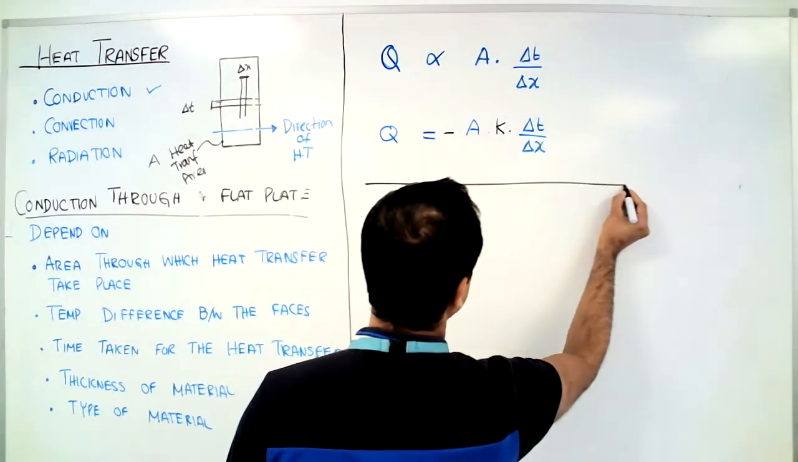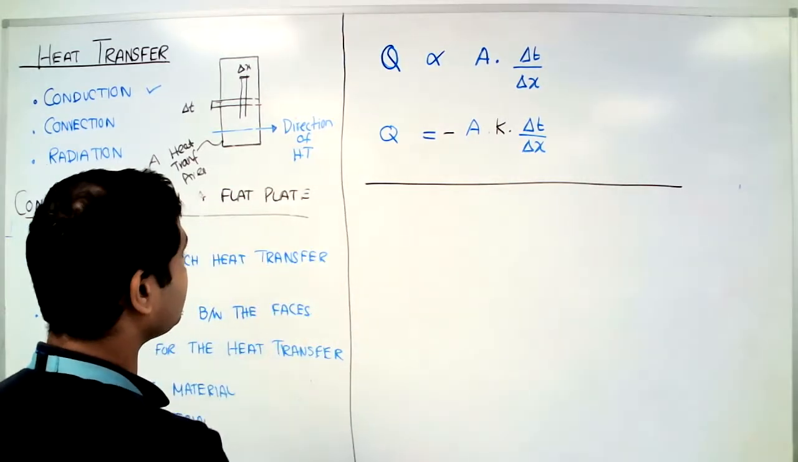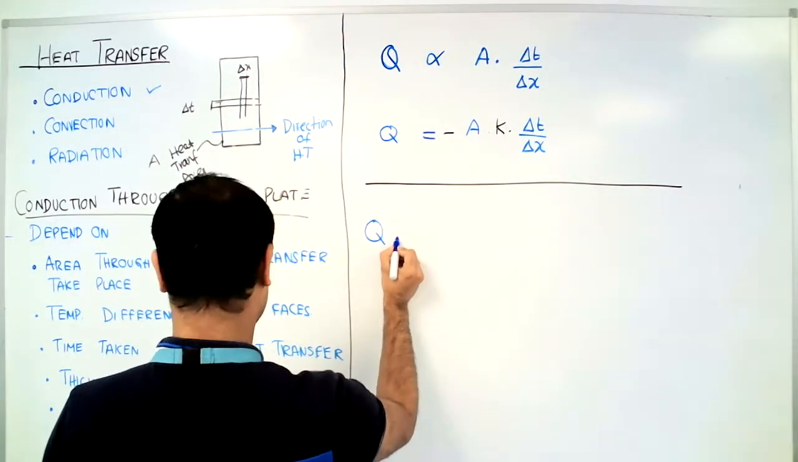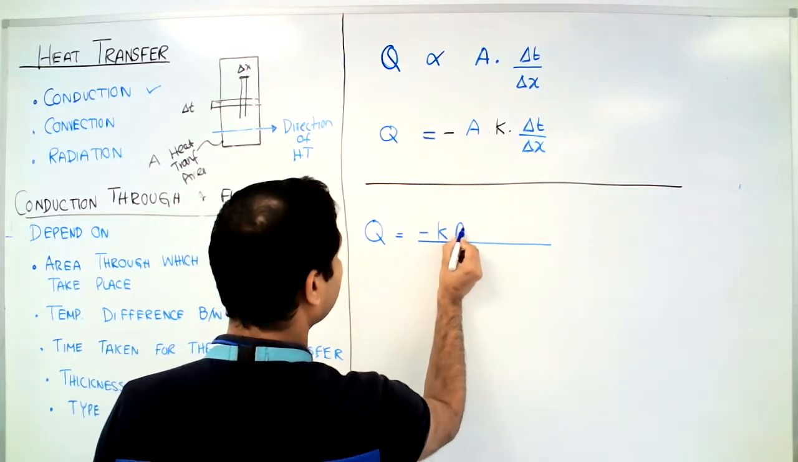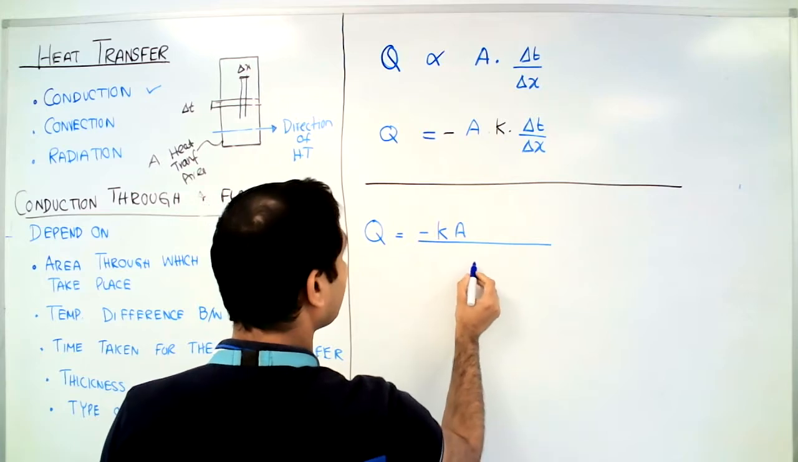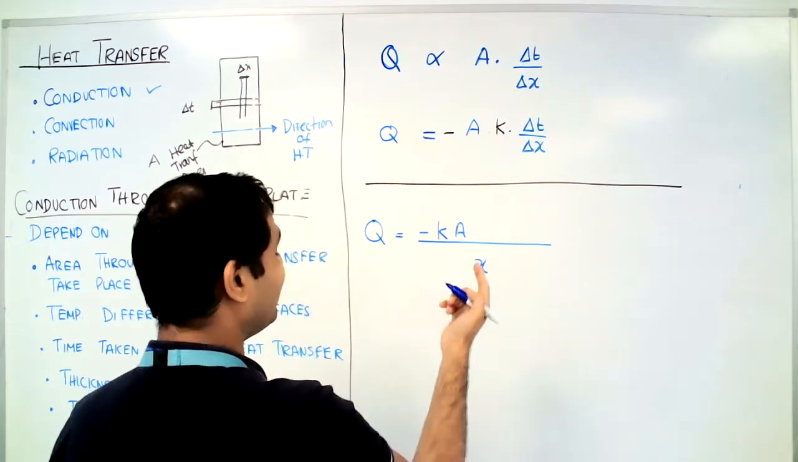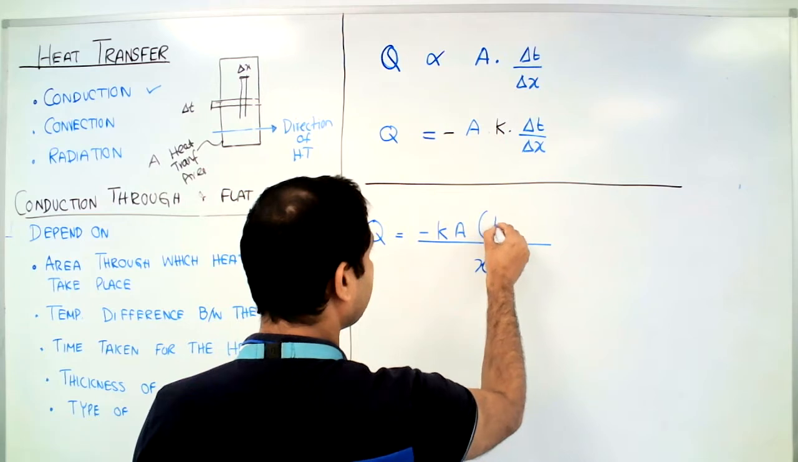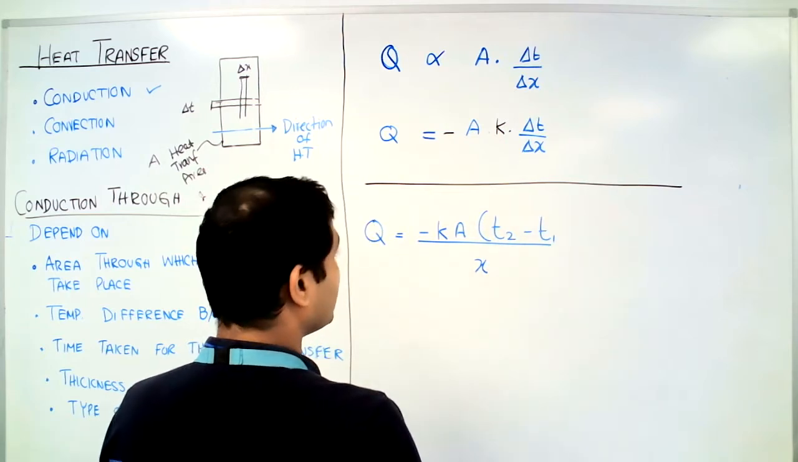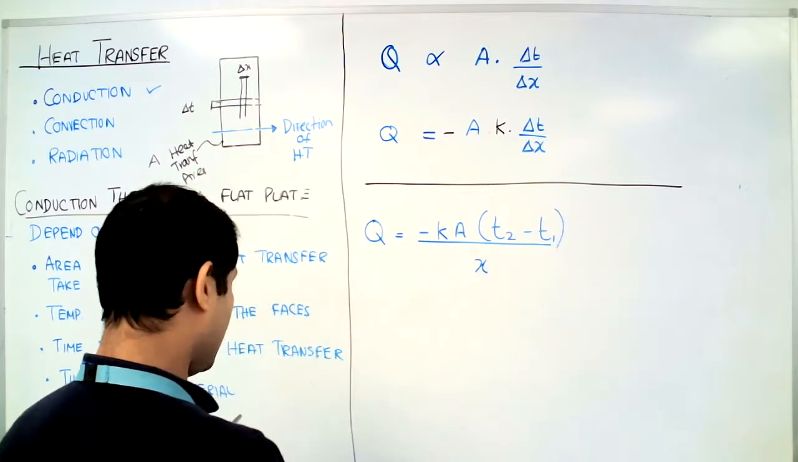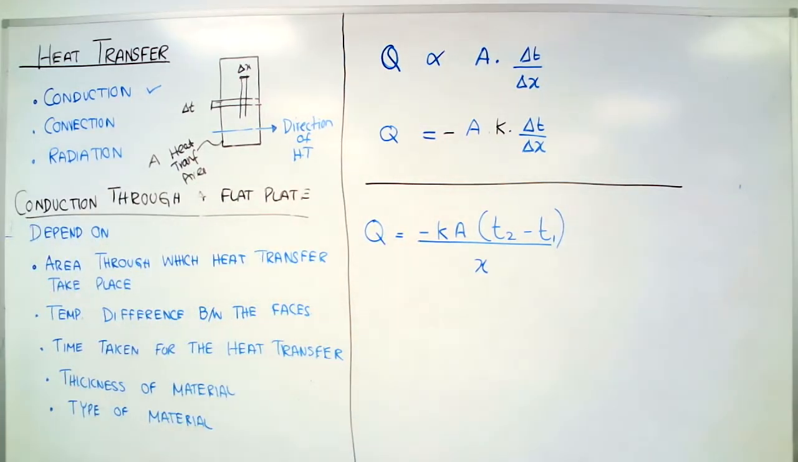Newton's law of heat transfer is, let's write it down: Q equals minus K A over X, exactly the same. Instead of delta X, I just put X. But here I put T2 minus T1. K is the constant, A is the area, X is the thickness, and these T's are the temperatures, temperature 2 and temperature 1.